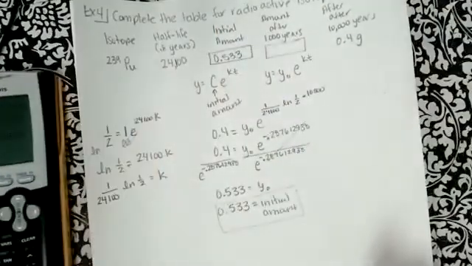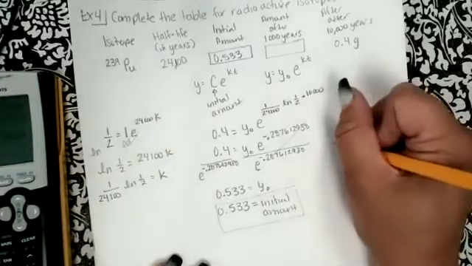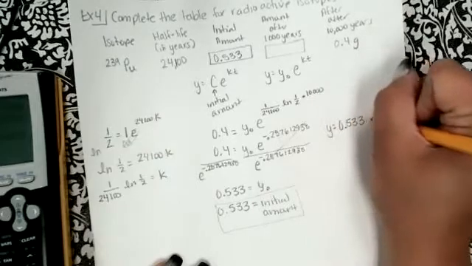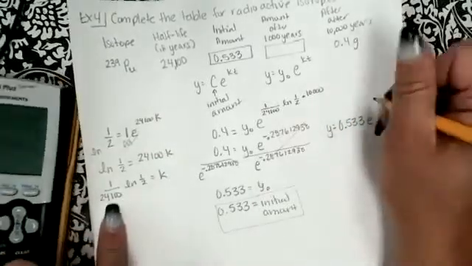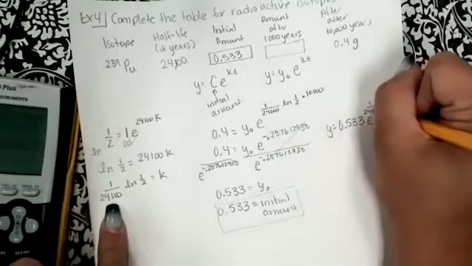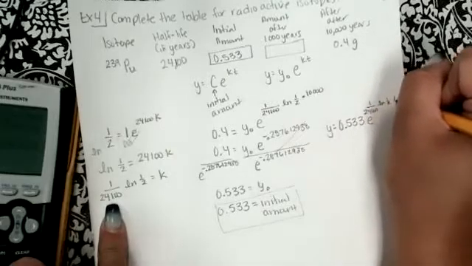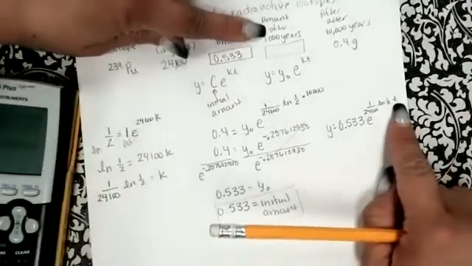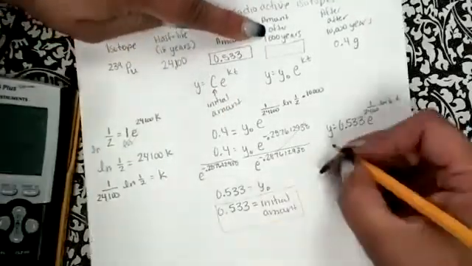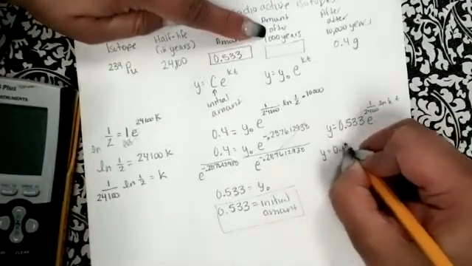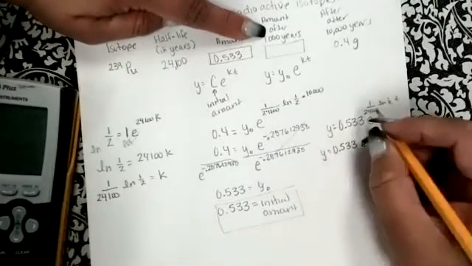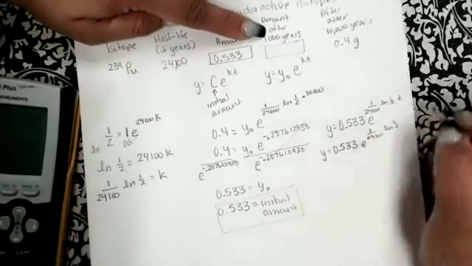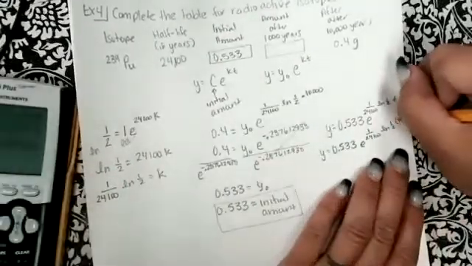Now I technically have my equation. I have y equals the initial amount, e raised to the k, here's the k, t. So now I can find out what it is at 1,000 years. I'm going to plug in 1,000 years now. So I have y equals 0.533 e to all this good stuff, natural log 1/2 times 1,000 now.